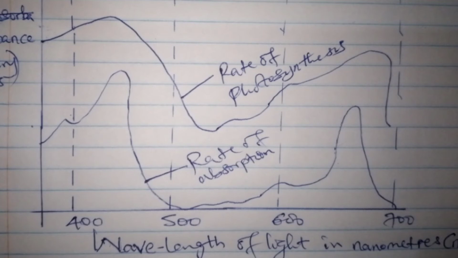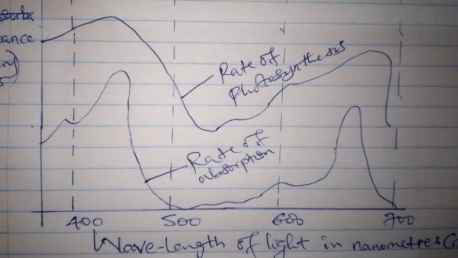So from about 350 to 450 nanometers, there is a rapid increase. Then from 450 to about 500 or 510, there is a rapid decline. And then from 510 to about 600, there is a gradual increase. Then from 600 to about 650, there is a gradual decline, and then followed by a slight increase.